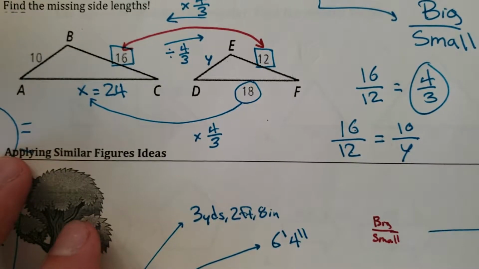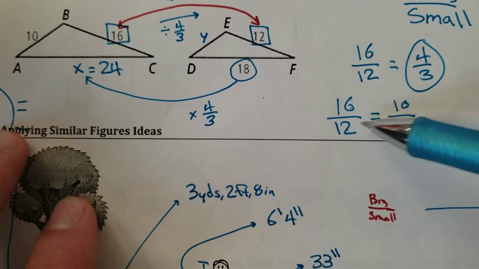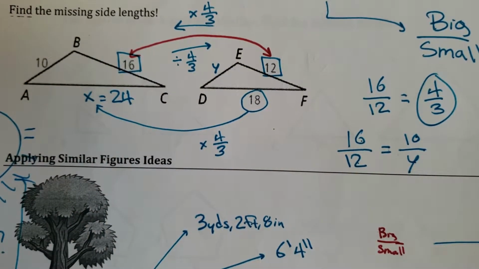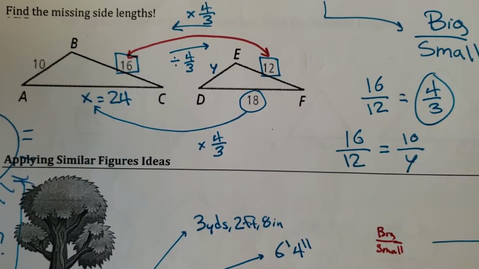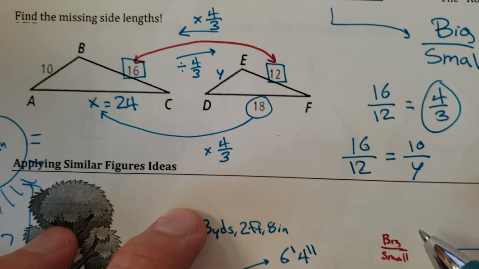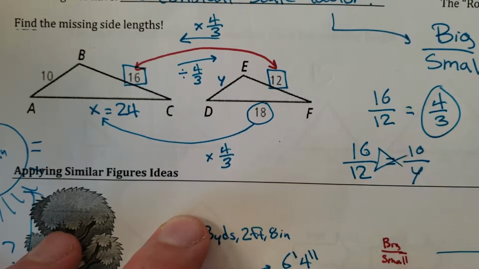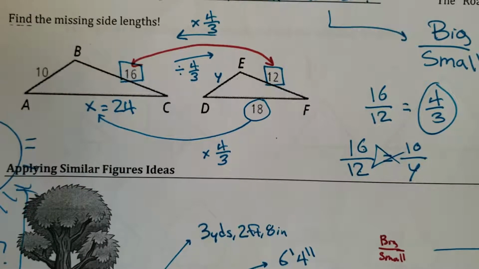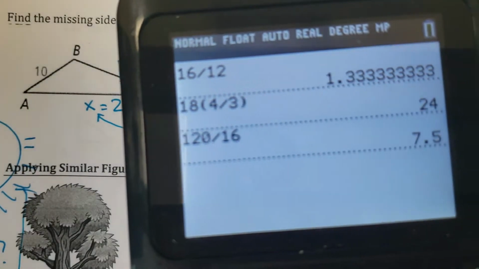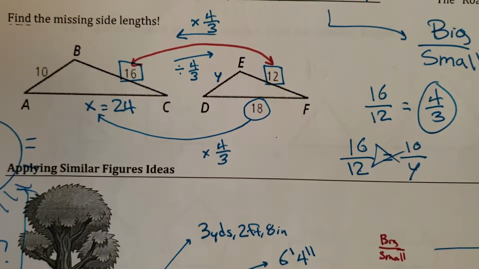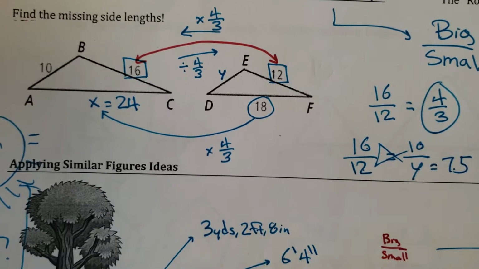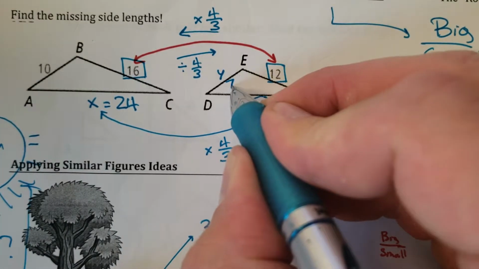If you set similar figures up, big to small equals big to small, you can find a missing piece as long as you have 3 of the 4 pieces. So with a proportion, you can cross multiply and divide. So that's going to be 120 divided by 16, which is 7.5. Okay, cool. Okay, so Y equals 7.5. So you right there, dude, you're 7.5.